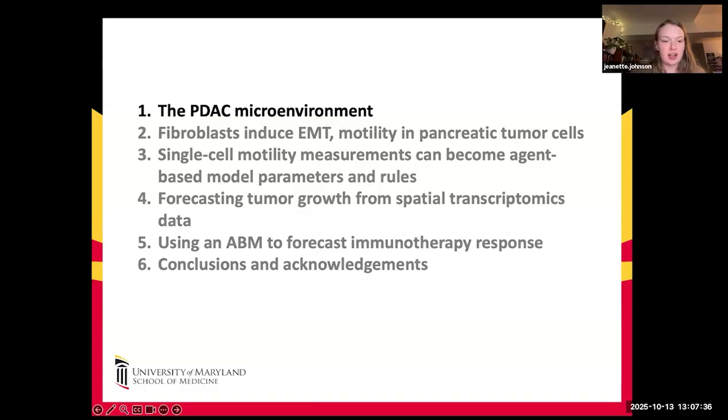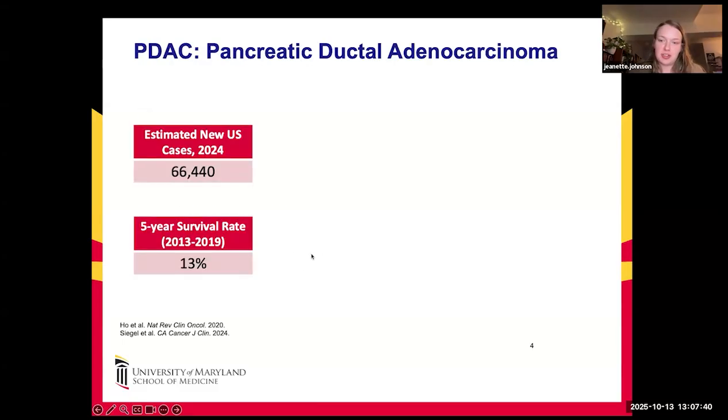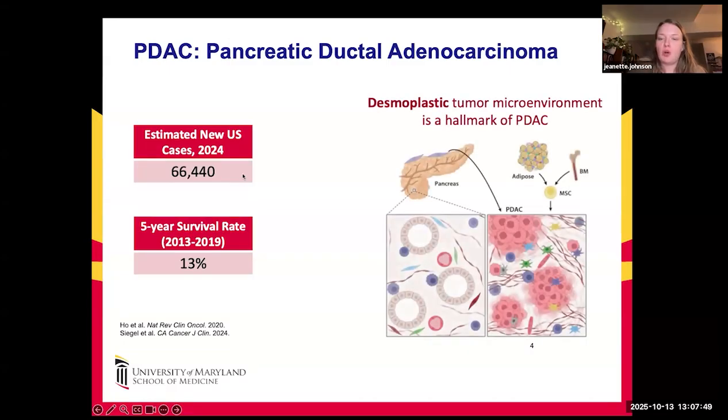So first, the PDAC microenvironment. Pancreatic ductal adenocarcinoma is the most common subtype of pancreatic cancer with a 5-year survival rate of only 13%. A hallmark of PDAC is what is called a desmoplastic tumor microenvironment.